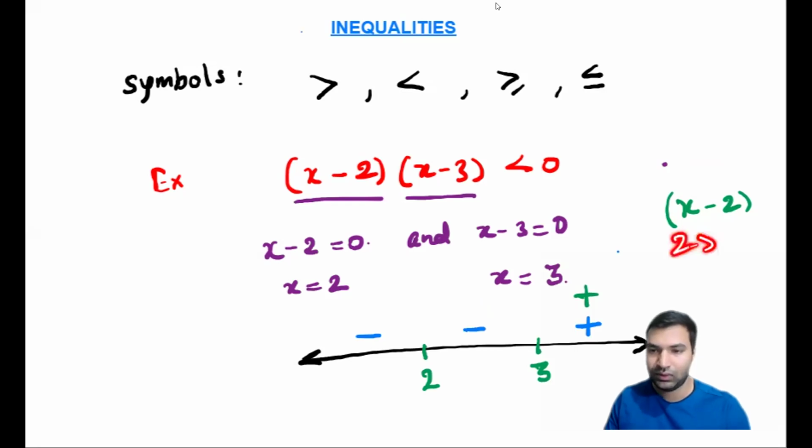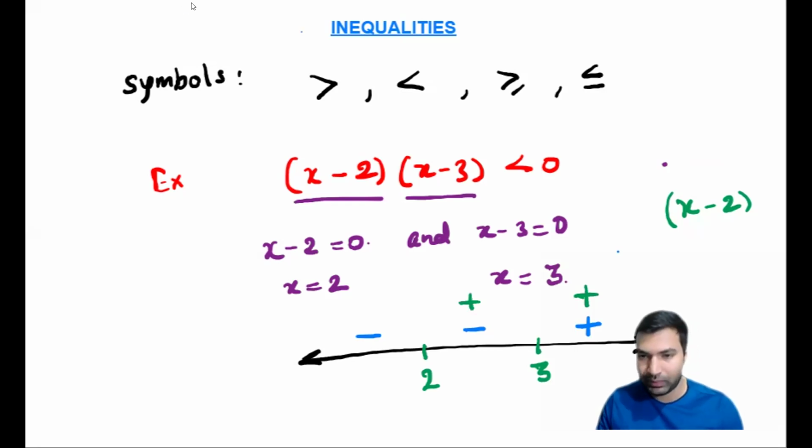2.5 minus 2 is basically 0.5, which is positive. So I'll put the sign of x minus 2, only x minus 2, that is positive. Okay, now come on to the number lesser than 2. So take a random number which is lesser than 2. So if I plug in 1, so what's 1 minus 2? That is negative 1. So it's negative over here, isn't it? So now what I'll do, I'll just write the sign of this, which is basically negative.